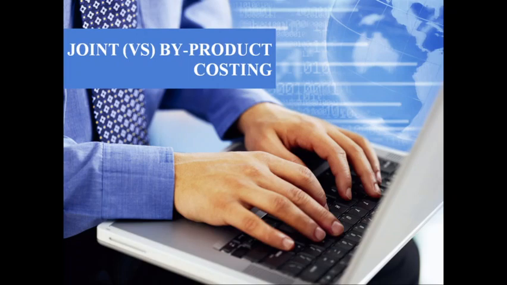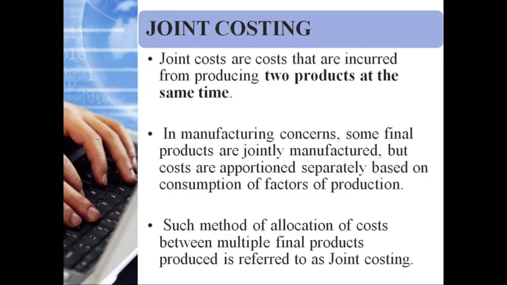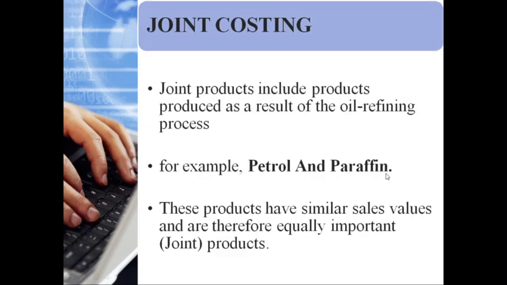Joint costing and byproduct costing. It's a very important concept that we will have to know. So what is joint costing? In some manufacturing concerns, what happens is they produce two products at the same time. Okay, so there are some final products that are jointly manufactured. So when two or more final products are produced at the same time, with cost being allocated to the two final products, such type of costing is called joint costing.